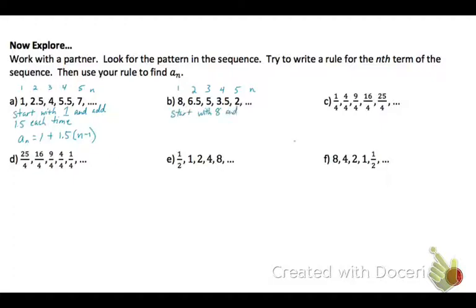So for term number 2, I decrease 8 by 1.5 once. For term number 3, I decrease 8 by 1.5 twice. See how that works? By term number 4, I decrease 8 by 1.5 3 times. So for any term, I'm decreasing 8 by 1.5 times 1 less than the term number, n minus 1.